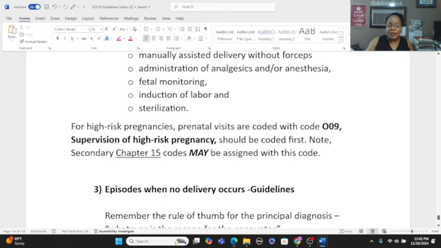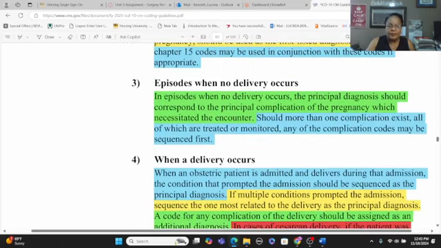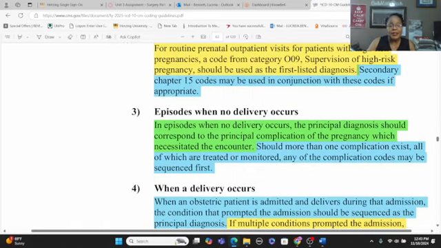So let's look at number 3, episodes when no delivery occurs. In episodes when no delivery occurs, the principal diagnoses should correspond to the principal complication of the pregnancy which necessitated the encounter. And should more than one complication exist, all of which are treated or monitored, any of the complication codes may be sequenced first.